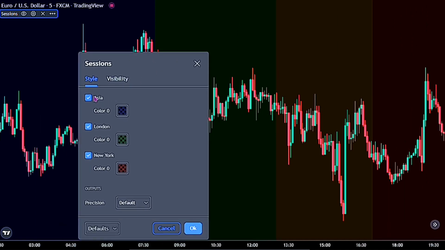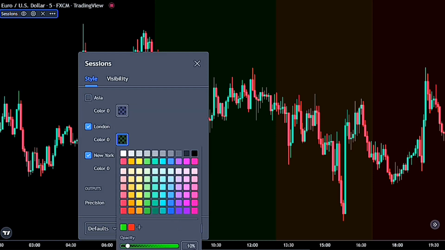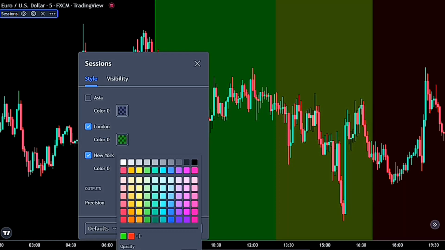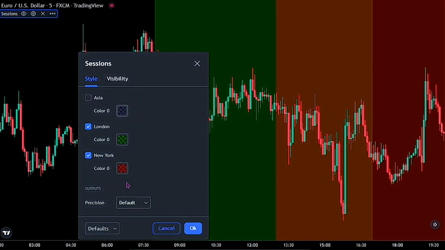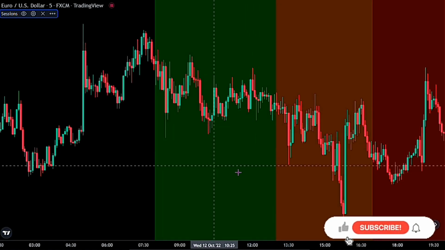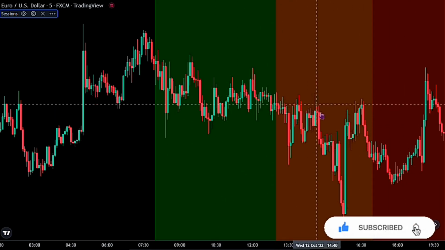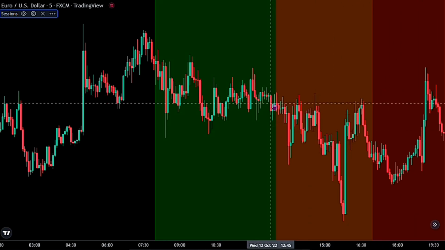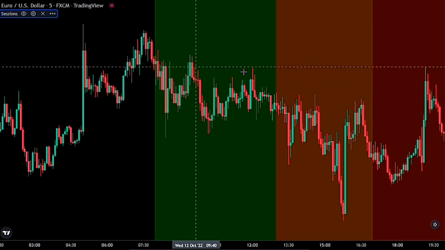Now I want you to untick the Asian, as we won't be using this on the chart. Increase the London opacity to 30 and also do the same for the New York. Then click on the OK button when you are done. Now please note that the reason we adjusted the settings was because we want to identify when we are currently on the London and New York session. For this strategy, we want to be able to analyze what would happen in the New York session before it occurs, using analysis from the London session.